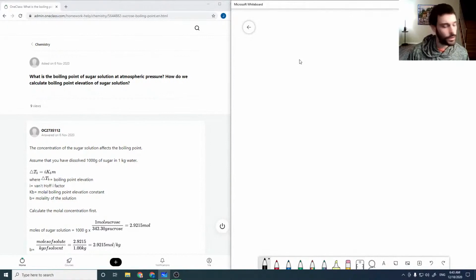All right. So, what is the boiling point of a sugar solution at atmospheric pressure? How do we calculate boiling point elevation? So, boiling point elevation can be calculated with the Van Hoff equation.